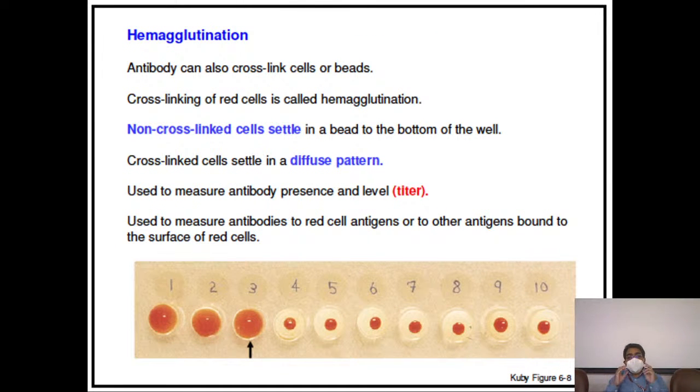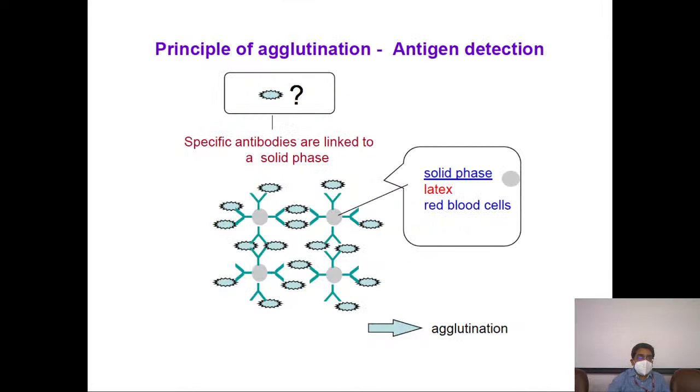In the example of hemagglutination, the antibody can also cross-link cells or beads. Cross-linking of red cells is called hemagglutination, which you can see in the picture. The non-cross-linked cells settle as a button at the bottom of the well, and the cross-linked cells settle in a diffuse pattern. You can see in 1, 2, 3. It is used to measure antibody presence and level, and antibodies to red cell antigens or other antigens bound to the surface of cells.